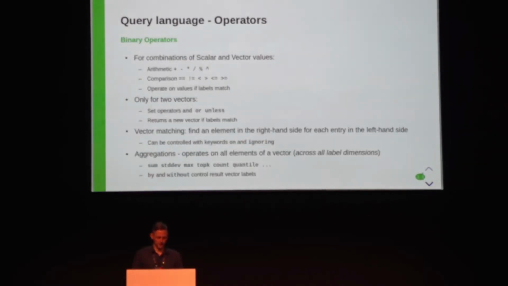You have a bunch of binary operators, so basic arithmetic, of course, and comparison. The comparison and arithmetic operations operate on vector values if the labels match. That is always an interesting thought process before you get to that. And you can control on what labels it will match. We'll come to that further down.